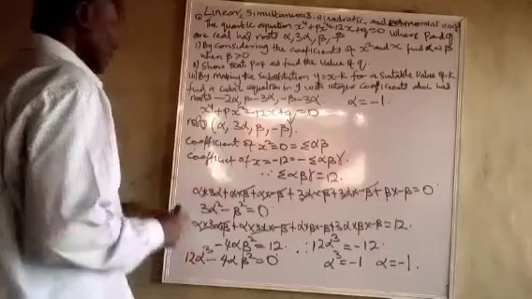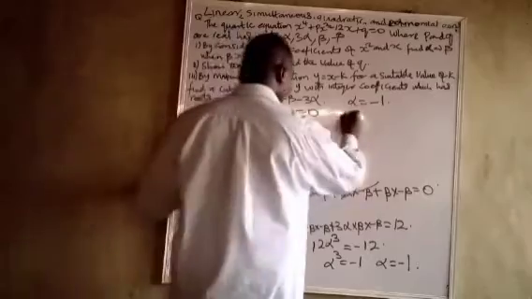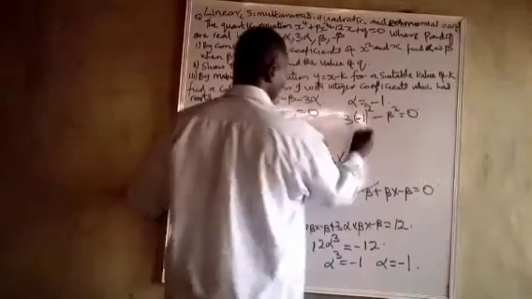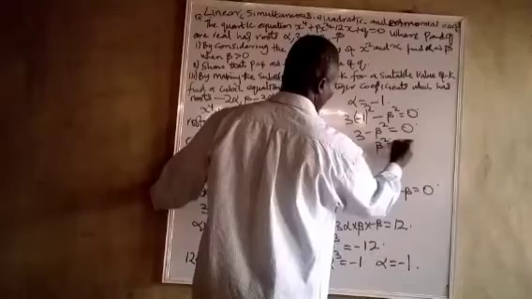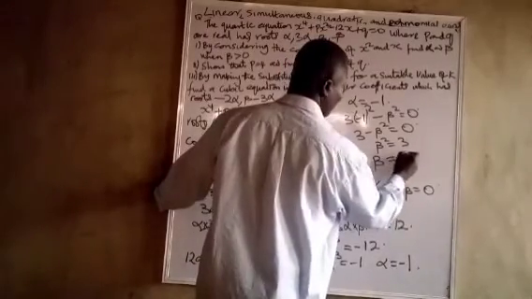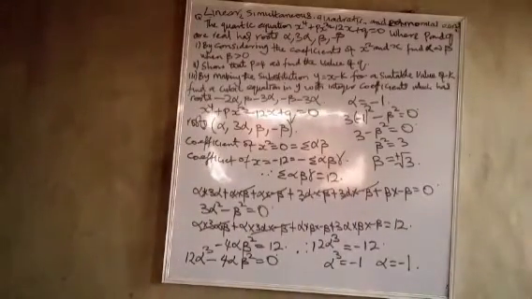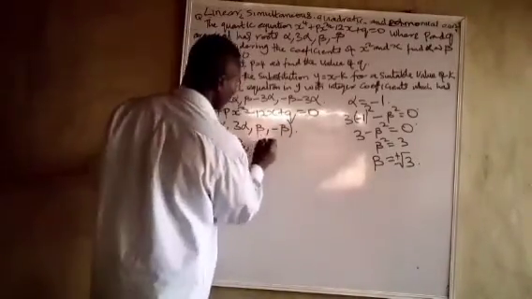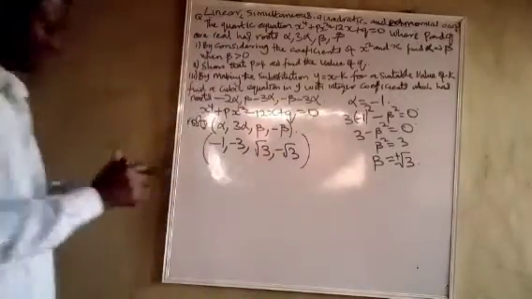Now let me work for beta. I can get my beta from this place: 3 into minus 1 squared minus beta squared is equal to 0. So 3 minus beta squared is equal to 0, so beta squared is equal to 3. Therefore beta is equal to root 3. So the roots are minus 1, minus 3, root 3, and minus root 3.